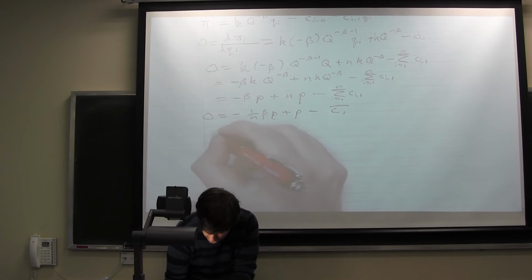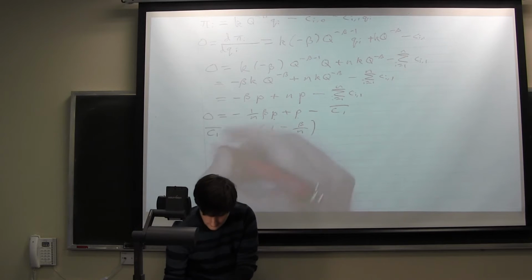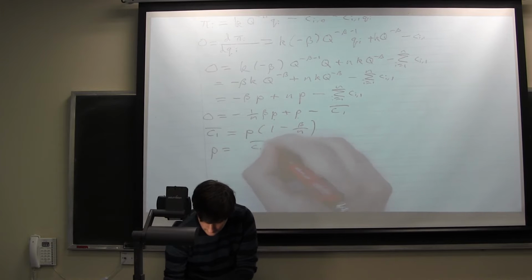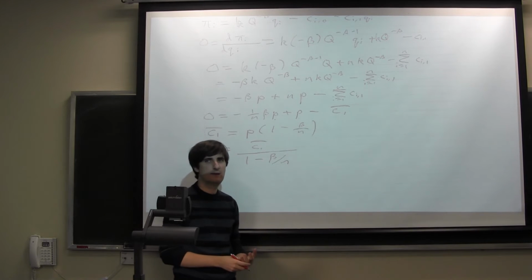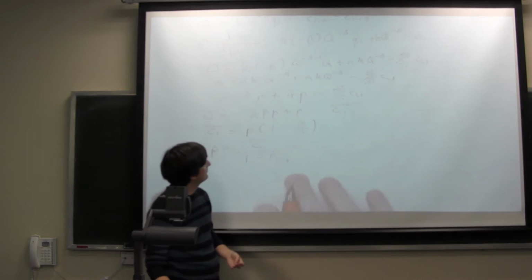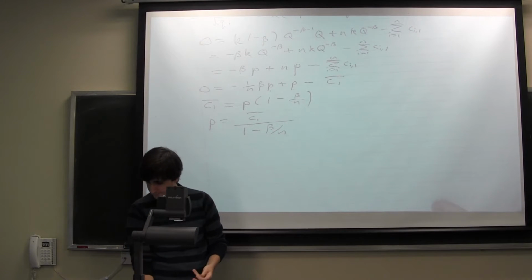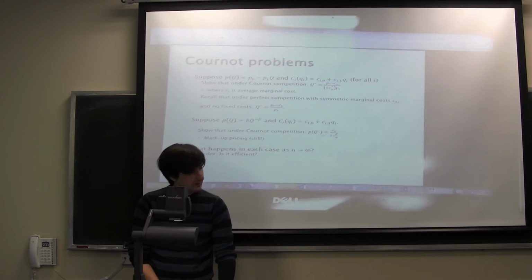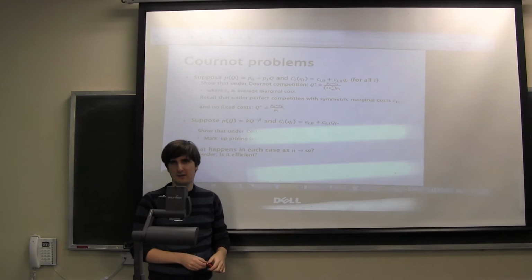So in total we've got, let's put C1 onto the other side. So we've got C1 is equal to P times 1 minus beta over N. Okay, so P is C1 bar over 1 minus beta over N. Okay, does that make sense? Okay, so it's very similar to what we did for the linear demand case.